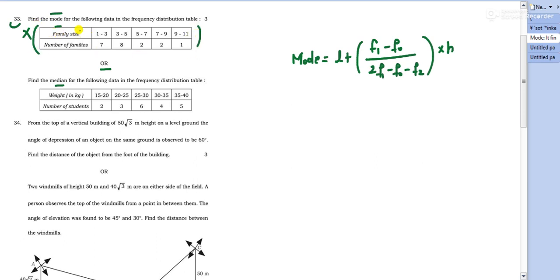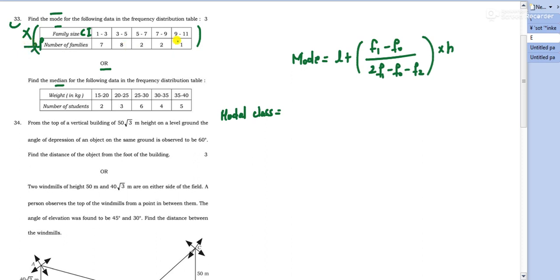Okay, so this is family size, that is class interval, and this is number of families, that is frequency. Now you have to find first the modal class. You can write this in the RHS, right hand side. First you have to find modal class. How are you going to get that?